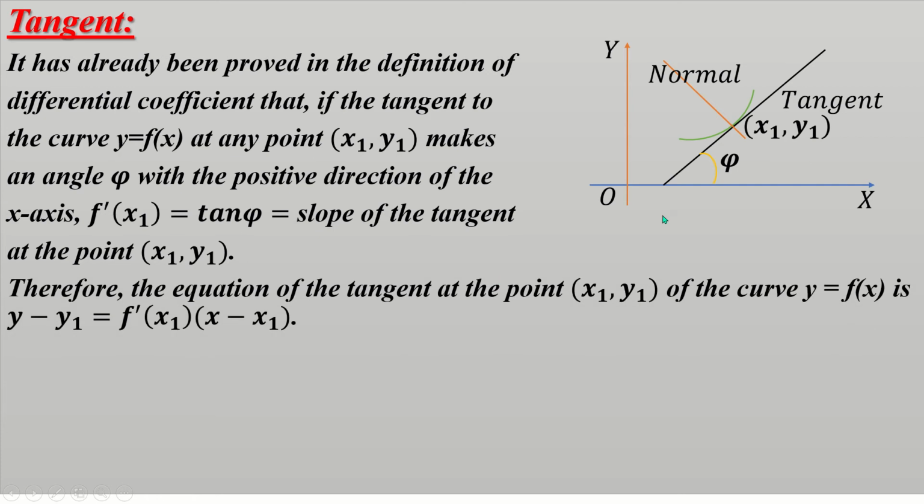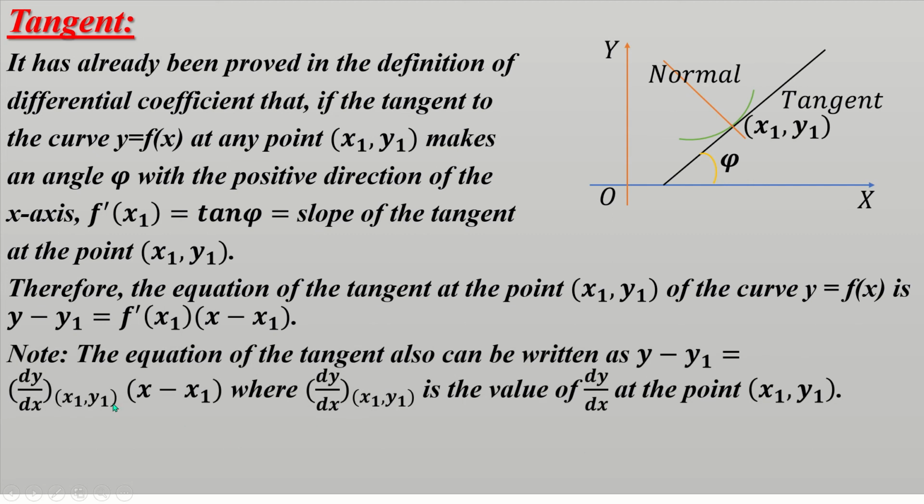Therefore, the equation of the tangent at the point (x1, y1) of the curve y equals f of x is y minus y1 equals f prime x1 into x minus x1. Or you can write it in the form y minus y1 equals the derivative of y with respect to x at the point (x1, y1), times x minus x1, where this derivative of y with respect to x at the point (x1, y1) is the value of the derivative of y with respect to x at the point (x1, y1). Clear?